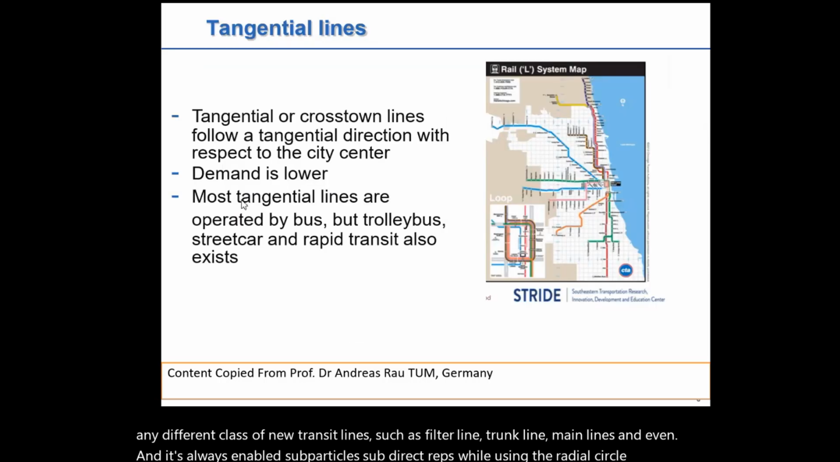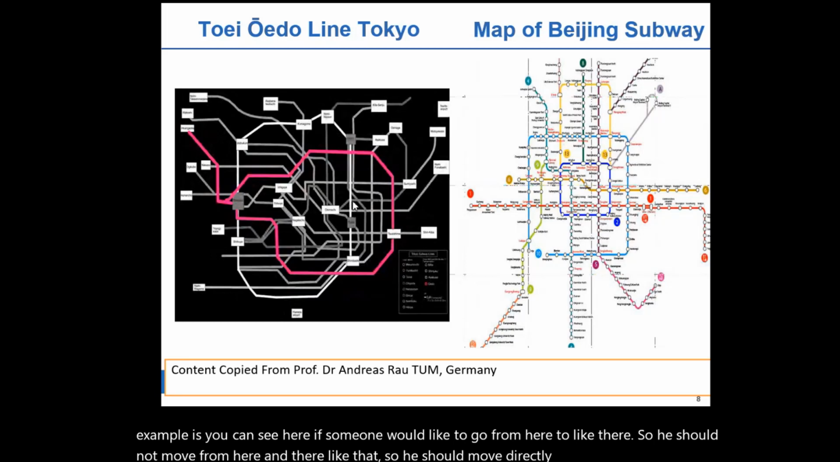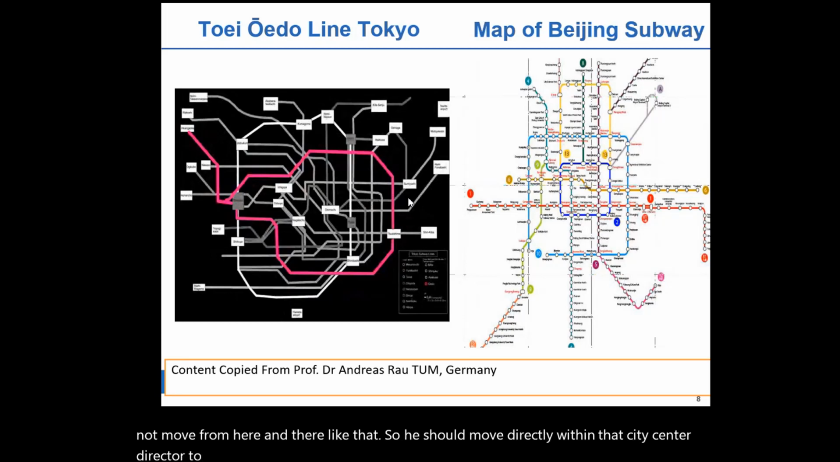For example, as you can see here, if someone would like to go from here to there, he should not move from here and there like that. He should move directly within the city center to here, and then using that circle line, he can complete his journey without maneuvering through the whole line again and again.